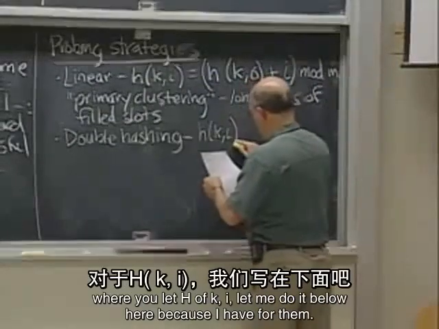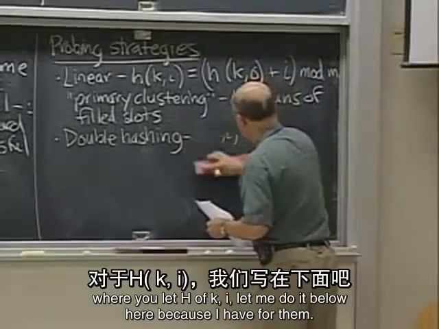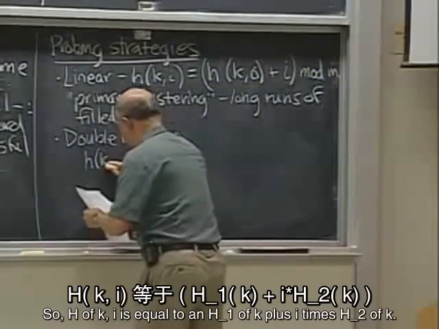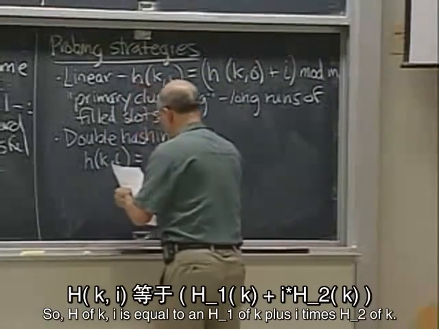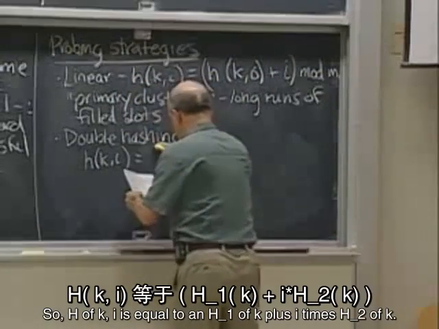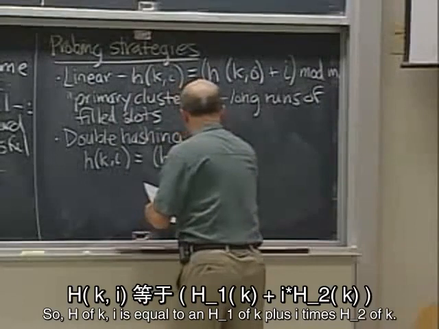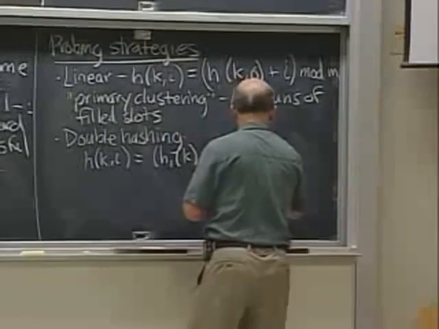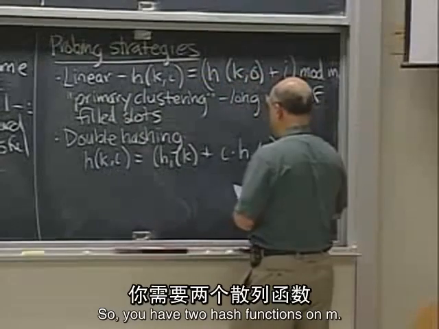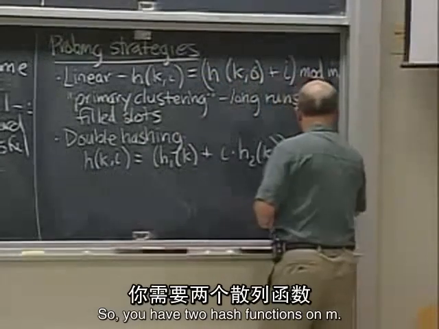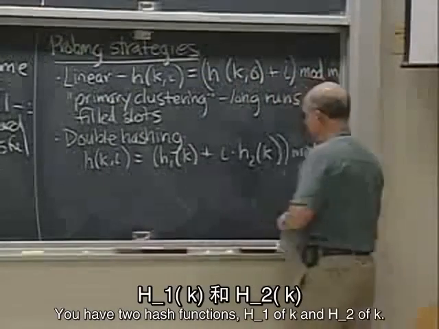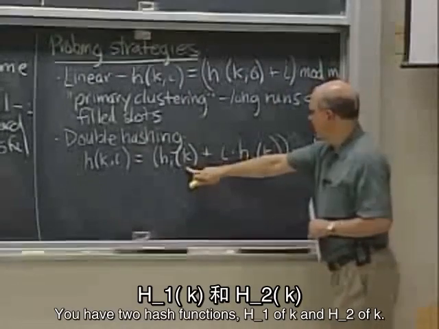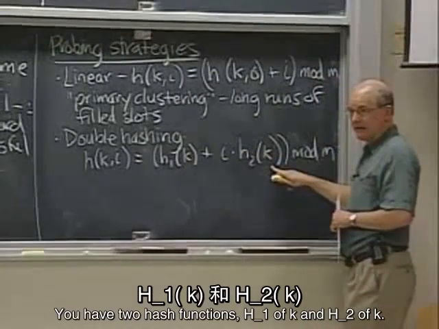Here you let h(k, i) = (h1(k) + i times h2(k)) mod m. So you have two hash functions, h1(k) and h2(k).